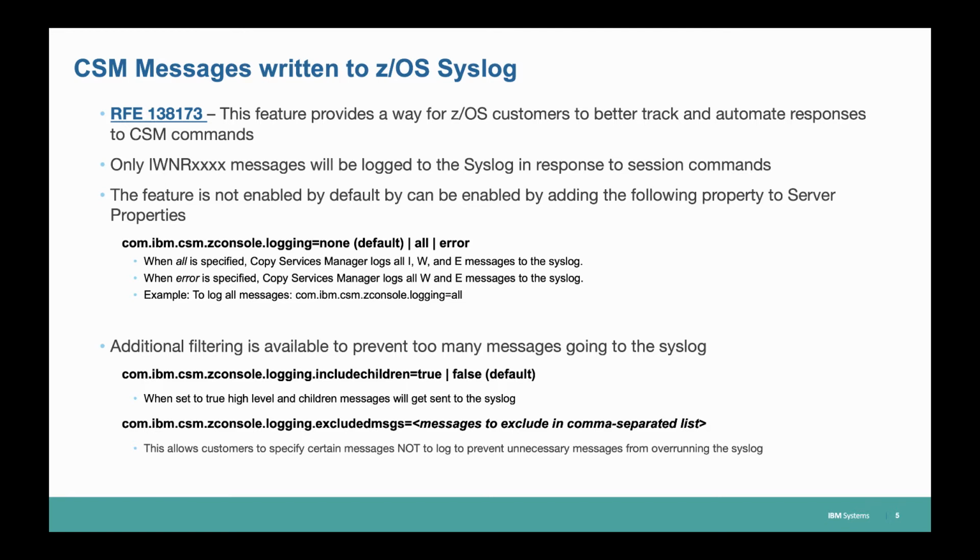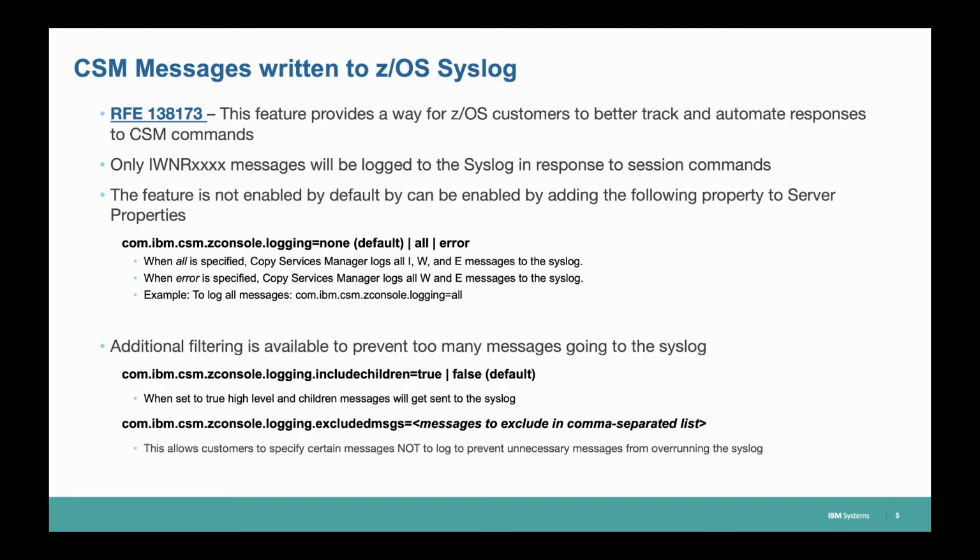The second thing I want to note is that it's not enabled by default. So if you install CSM on Z, it's not going to automatically write to the syslog. We did that on purpose so that you wouldn't all of a sudden start seeing a ton of CSM messages and wonder what's going on. If you want this, you'll have to go into the server properties, which can now be accessed through the CSM GUI, and add the following property, which is com.ibm.csm.zuconsole.logging. The default is none. However, you'll have to add this. It won't be in the property file most likely.